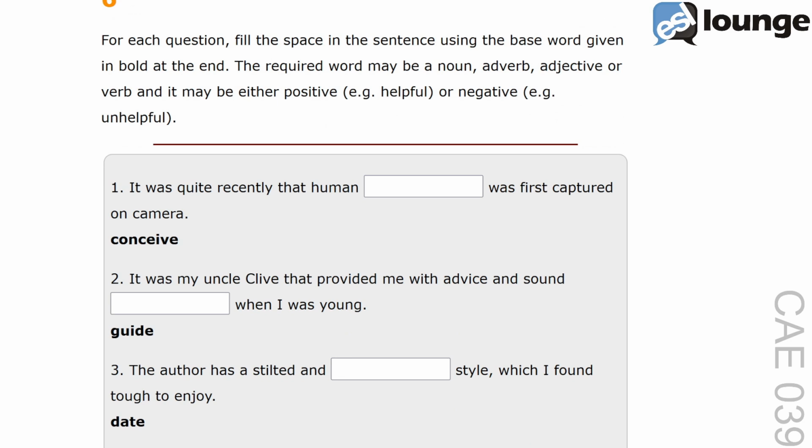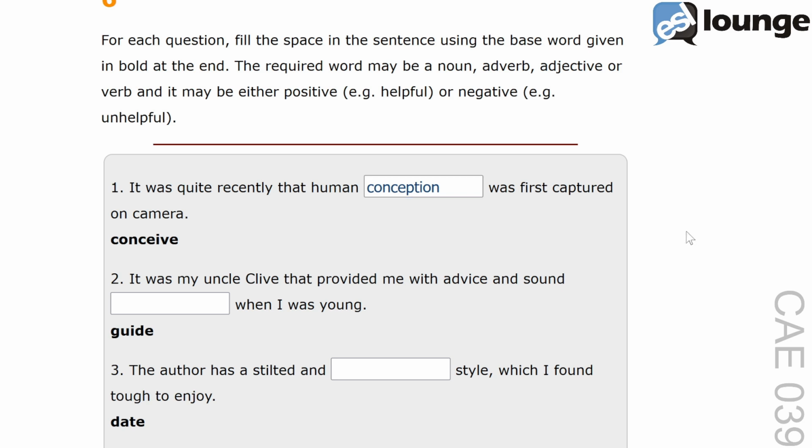It was quite recently that human blank was first captured on camera. The base word is conceive. The correct form here is conception. Conception is a noun that refers to the action of conceiving a child or of a child being conceived. It can also mean the formation of a concept or idea. For example, the conception of the new art project was wonderfully executed.